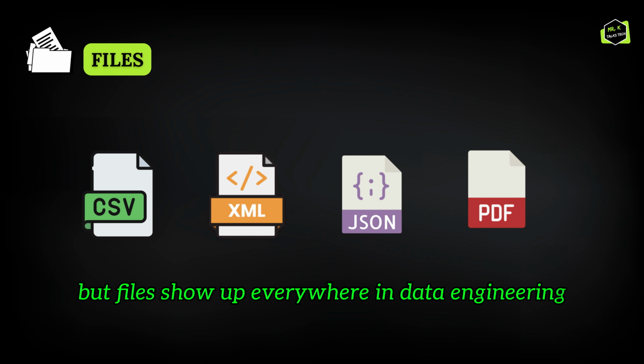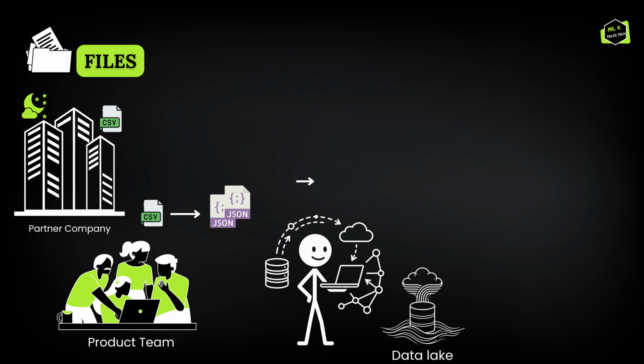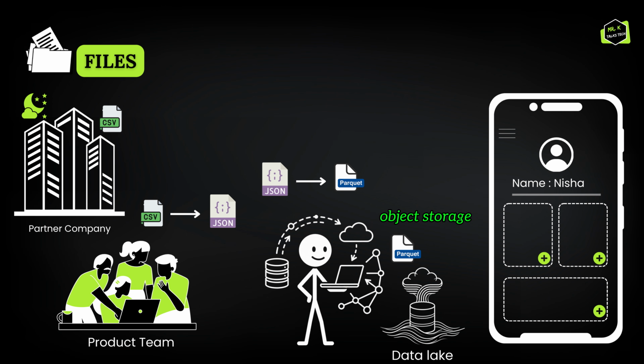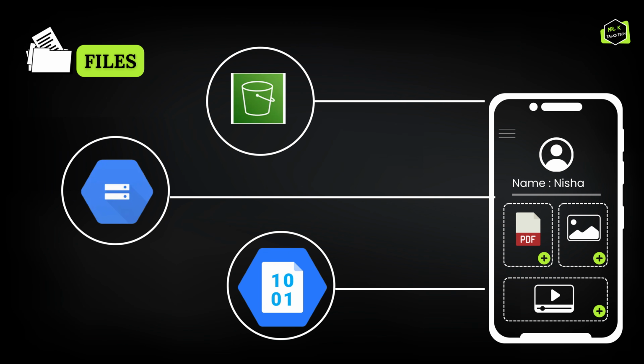Another common source is files. This may sound simple, but files show up everywhere in data engineering. A partner may send a CSV file every night. A product team may export JSON files. A data platform may store Parquet files in object storage. A user may upload PDFs, images, or videos. Large files are usually stored in systems like Amazon S3, Google Cloud Storage, or Azure Blob Storage.